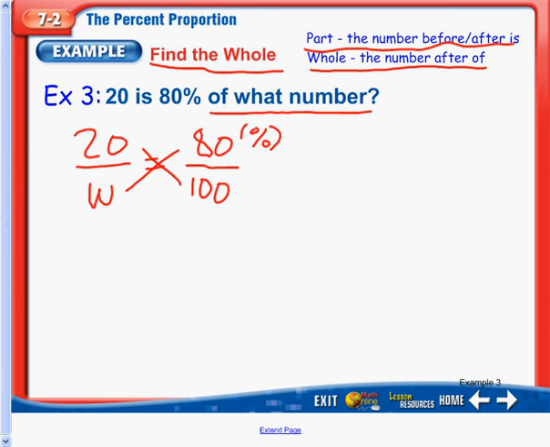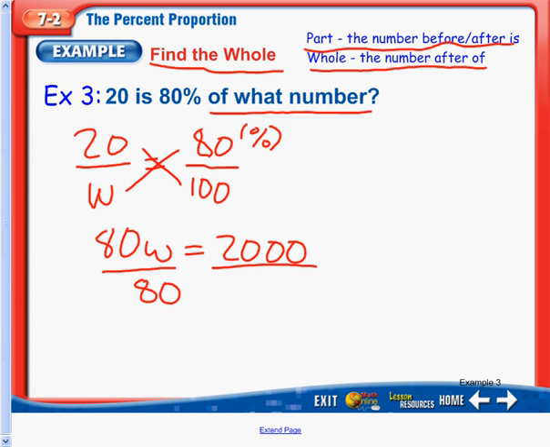Cross multiplying next, that's why I have my X there. Cross multiplying, W times 80 gives us 80W. 20 times 100 is going to give us two more zeros on our 20 to get 2,000. Now we're on our last step of dividing. Cross multiply, divide. We're dividing by 80, that's our coefficient. We cross out zeros, and now we have 200 over 8, which is going to give us W equals 25. So 20 is 80% of 25, correct.